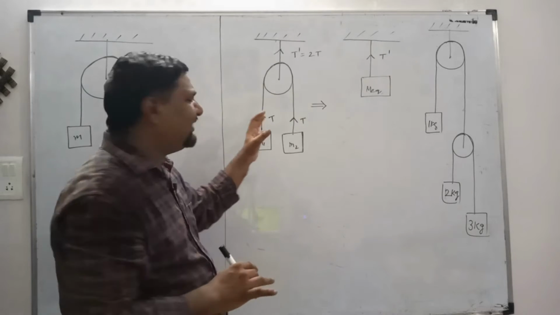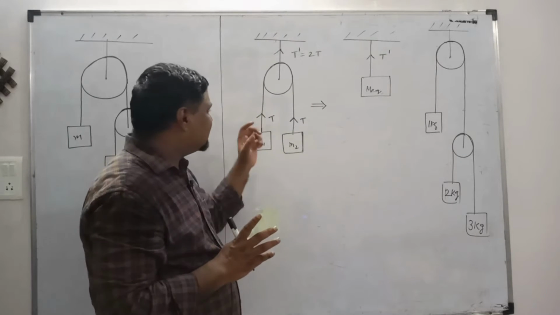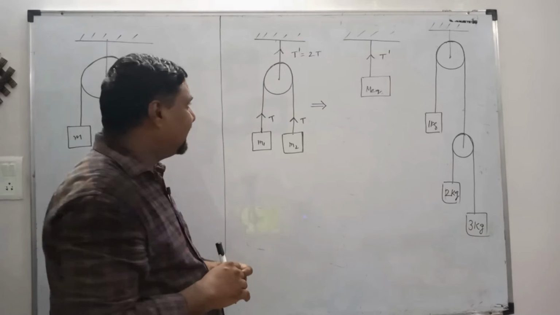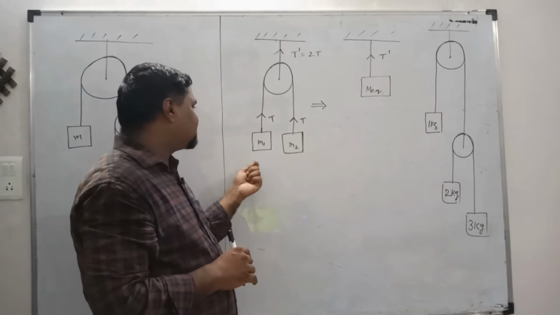This system is generally known as the Atwood machine. Professor Atwood once used this method to find the acceleration due to gravity. That's why this is known as the Atwood machine. Now, suppose this is the question. I want to find the acceleration of each block.